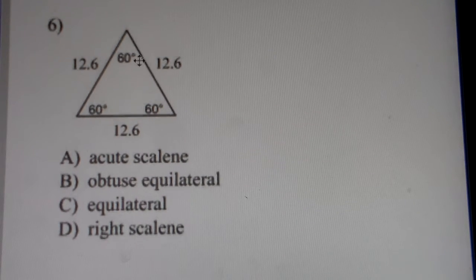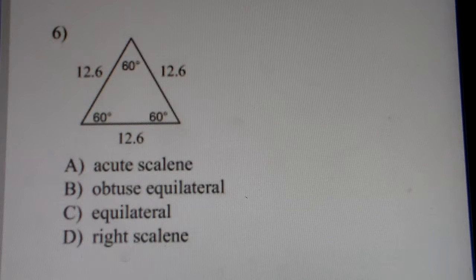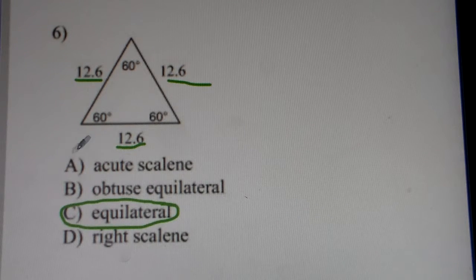Number 6. Looking at number 6, all 3 side lengths are the same, so that means it's equilateral. All 3 angles are the same, so it's equiangular. So this one is an equilateral triangle because all 3 sides are the same.